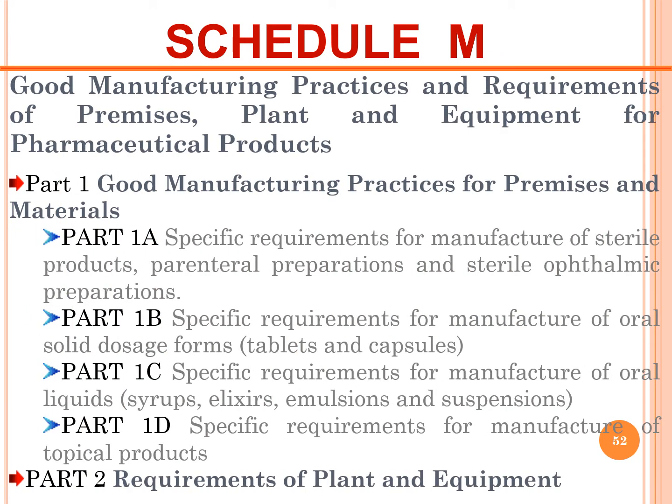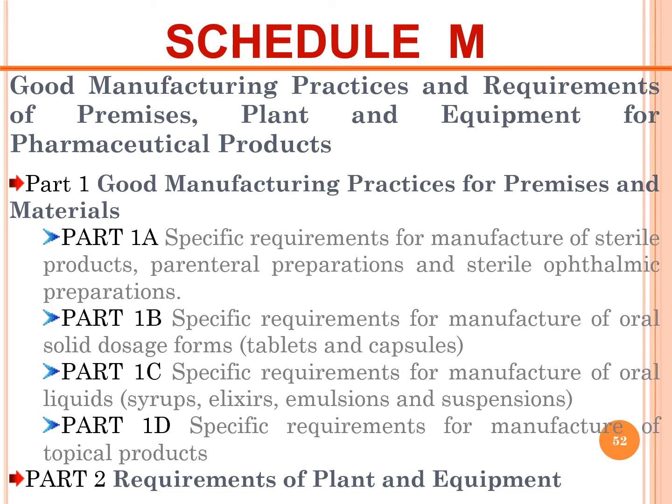Schedule M. Good manufacturing practices and requirements of premises, plant and equipment for pharmaceutical products. Part 1. Good manufacturing practices for premises and materials. Part 1A. Specific requirements for manufacture of sterile products, parenteral preparations and sterile ophthalmic preparations. Part 1B. Specific requirements for manufacture of oral solid dosage forms, tablets and capsules.